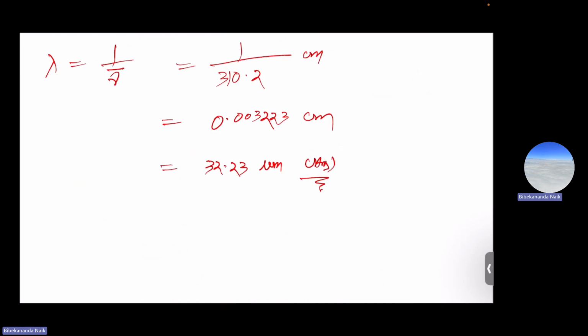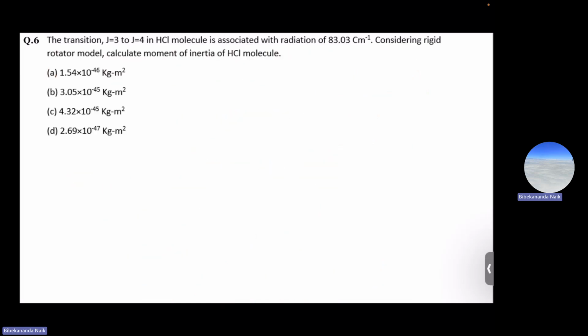I hope this is clear to everyone. Now we move to question number 6. Question number 6 says the transition from J equal to 3 to J equal to 4 in the HCl molecule is associated with the radiation of 83.03 centimeter inverse. Considering the rigid rotator model, calculate the moment of inertia of the HCl molecule. Options are option A 1.54 into 10 to the power minus 46 kg meter square, option B 3.05 into 10 to the power minus 45 kg meter square, option C 4.32 into 10 to the power minus 45 kg meter square, or option D 2.69 into 10 to the power minus 47 kg meter square. So I'll give you a few minutes and then we will discuss what will be the correct answer.